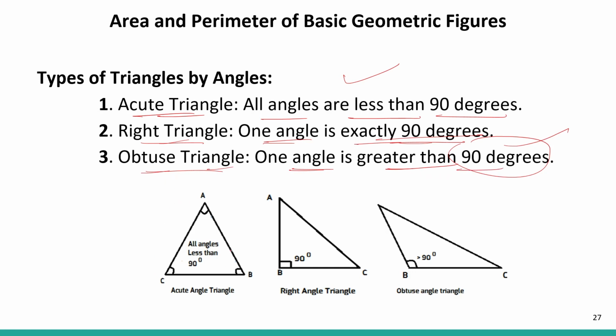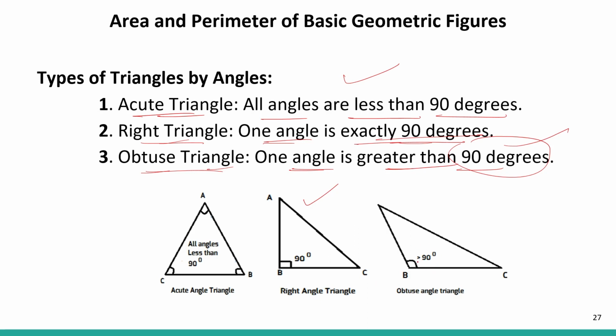As you can see here, this is an acute angle triangle, that is, all the three angles are less than 90 degrees. Here is an example of a right angle triangle, that is, a triangle with one 90 degree angle. And an obtuse angle triangle is one where one angle is greater than 90 degrees.